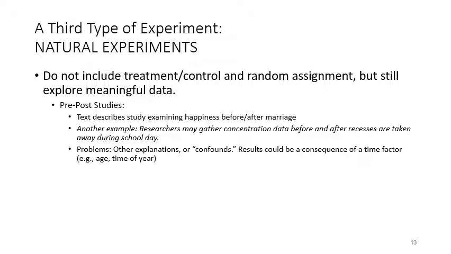Now, the problem with this pre-post design is that there might be other explanations or confounds that relate to it. For example, in the study examining happiness before and after marriage, there are other things happening in these people's lives before and after marriage, and maybe it's those other things that are causing the happiness and not the marriage itself. Likewise, if this researcher gathers concentration data before and after recesses are removed, let's imagine they take the recesses away in October of the school year, and the researcher gathers data from September and then October and November. Well, children change over that course of time.